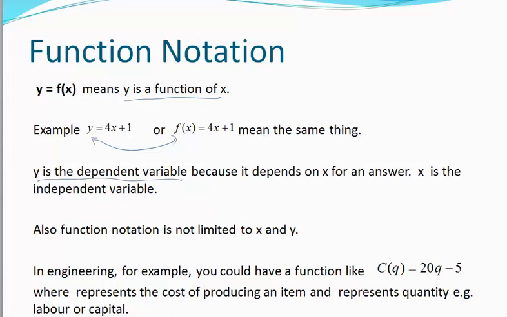y is the dependent variable because it depends on what our x is to get an answer. Our x is the independent variable that we enter in. So our function notation is not limited to x and y. Here we may have a function, our cost of quantity is 20 times the quantity minus 5, or depending on what we want to do there.